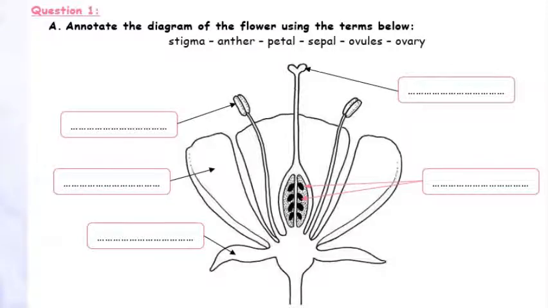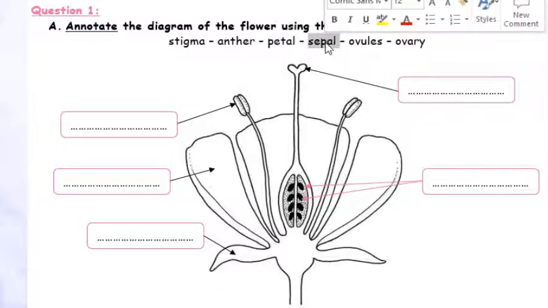The first part of question number 1 shows the diagram or the drawing of a flower with the different parts of the flower. What we have to do is to label or annotate the diagram of this flower using special terms: stigma, anther, petals, sepal, ovules, and ovary. Okay, I'm going to start with the petal and the sepal part.